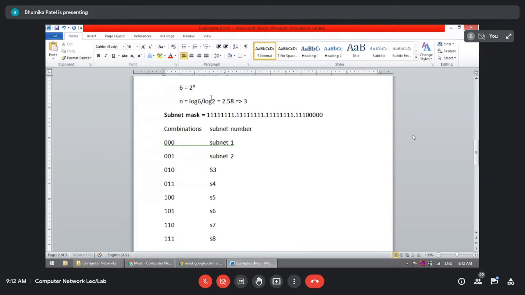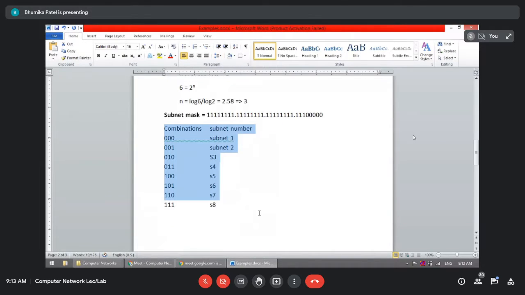So these are the first bits. The first subnet is going to have all the IP addresses which start with 000 in the host ID part. This is subnet 2, in which all the IP addresses will have the 001 prefix. Then it will be 010 for subnet 3 and so on. Okay, so this is for the subnets. Now we have to design the subnet.